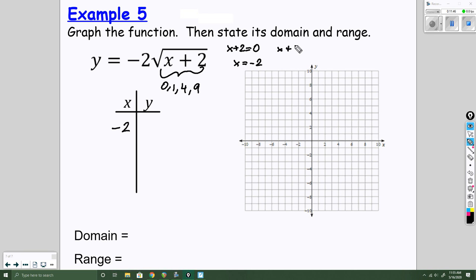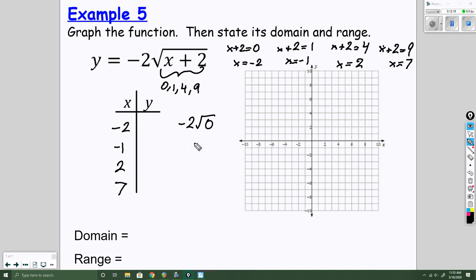If x plus 2 equals 1, then x equals -1. If x plus 2 equals 4, then x equals 2. And then finally, if x plus 2 equals 9, x equals 7. So we've got our input values that are going to yield some nice and neat output values in general. All right, so now let's plug that in. So if we plug in -2, we already know we're going to get the square root of 0. So this is just going to be -2 times the square root of 0, which is 0.